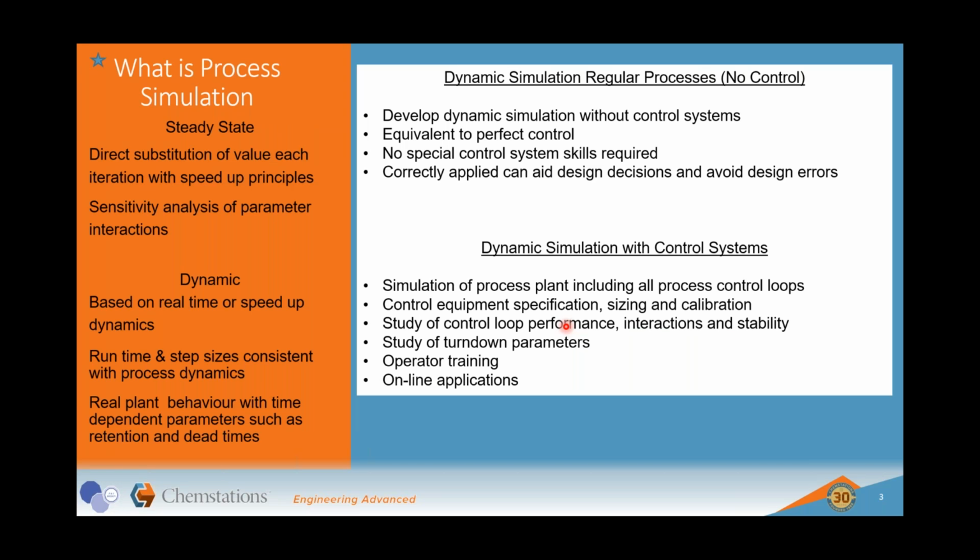So, just to kick it off, as you all know, if you're interested in simulation, which you obviously are, steady state is the most common method used, and dynamic simulation is not used that regularly. Steady state's very powerful because you can get sensitivity analysis and investigate interactions between parameters. You can do optimization. But dynamic simulation represents the actual process and equipment behavior in real or speed up time, and it can be applied to applications with no control and with process control.